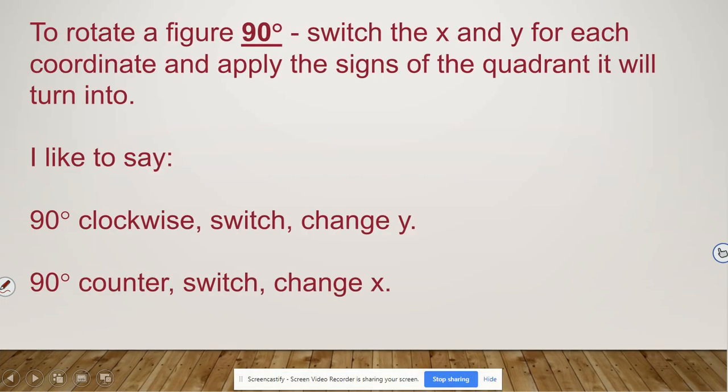So to rotate a figure 90 degrees, you're going to switch the x and y for each coordinate and apply the signs of the quadrant it will turn into. I like to say 90 degrees clockwise, switch, change y. So you're going to switch the x and y, change the sign of the new y. 90 degrees counter, switch, change x. So you're going to switch the x and y, change the sign of the new x. All right, so let's take a look at what this looks like.